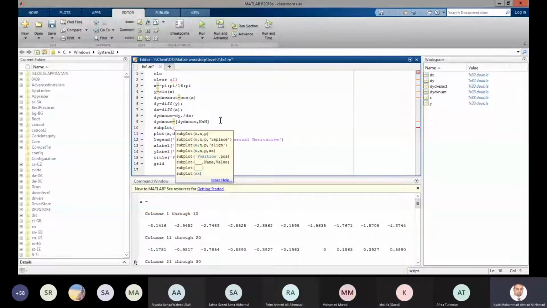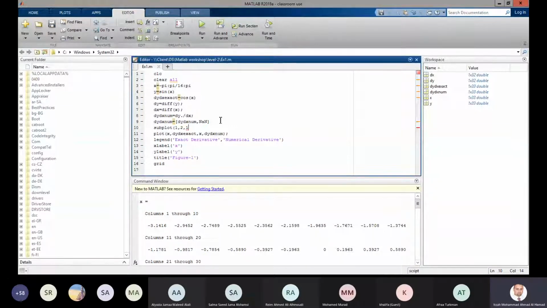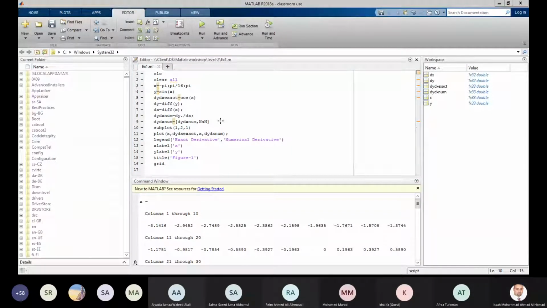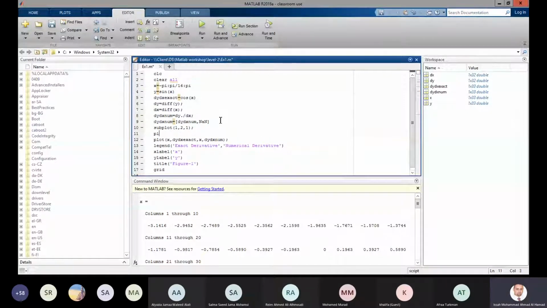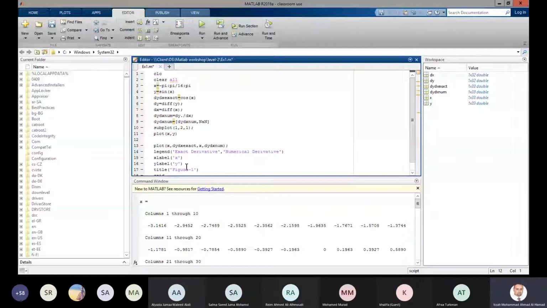So I need to make one row, two columns, and I will select the first figure or the first subplot. So 1, 2, 1. Okay, so it is 1, 2, 1. Subplot 1, 2, 1. Now I will plot X and Y. I will add the legend here.